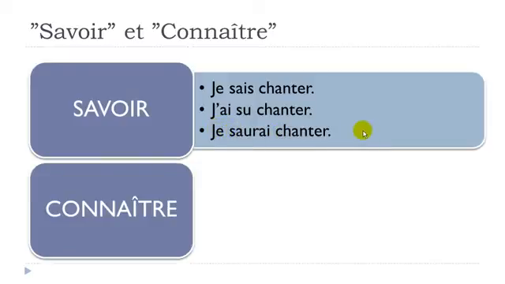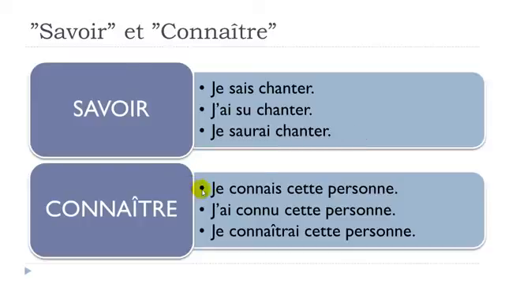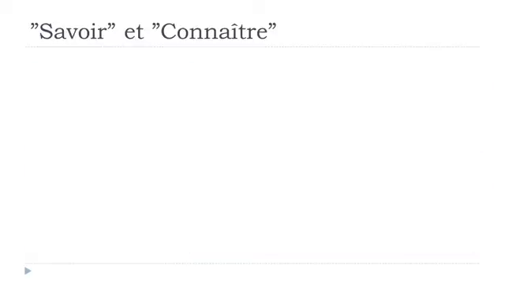Let's see connaître now. Je connais cette personne. Connaître, to know, and then cette personne. Person is feminine, so you should put this at the feminine: cette personne. Je connais cette personne. Passé composé, j'ai connu cette personne. And then the future form, je connaîtrai cette personne. It's not that difficult.